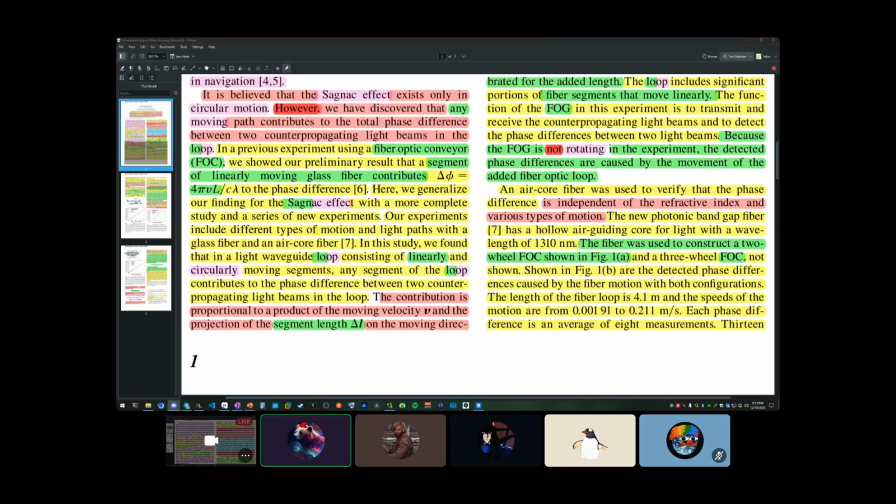Let me get my color legend out real quick, just in case, so you guys can see the colors. So we generalize our finding for the Sagnac effect.